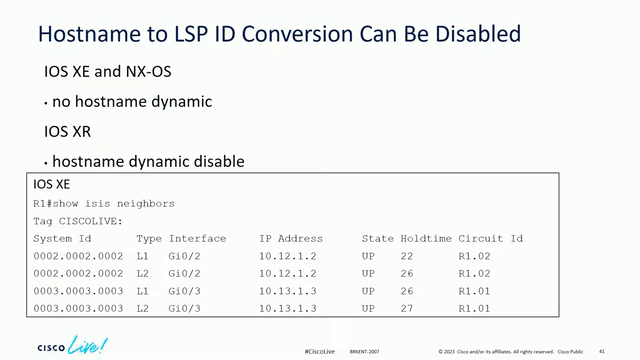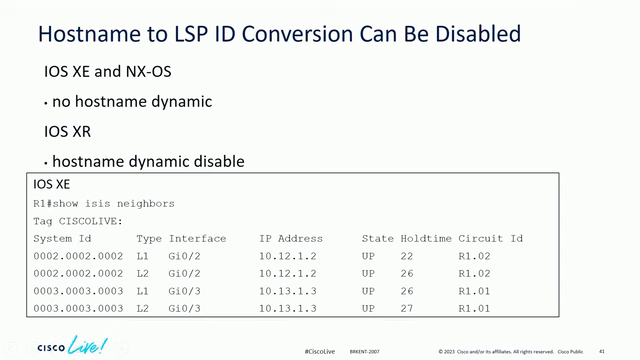So on IOS XE and NX-OS, you just do no hostname dynamic, and on XR, hostname dynamic disable. Then you'll go back and you'll see the system ID. So that's where hopefully you've got a good system ID, as far as how that works. So that's your other alternative. Me personally, I like having the host name in there.